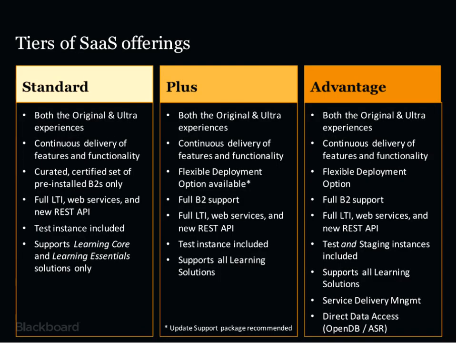There are three offerings of SaaS. If this is something that is of interest to your institution, I'll just highlight the key differences, but you can take a look at this. So Standard is our baseline SaaS offering. It does receive those continuous updates. You are able to do integrations through web services and through LTI. You get both a production and a test instance.